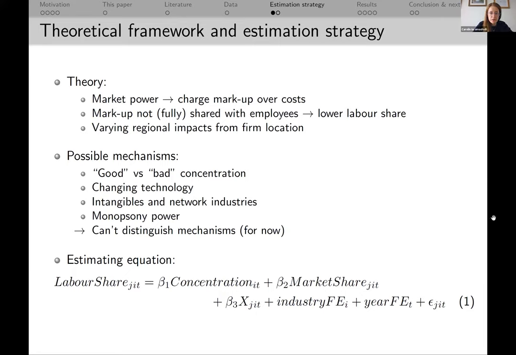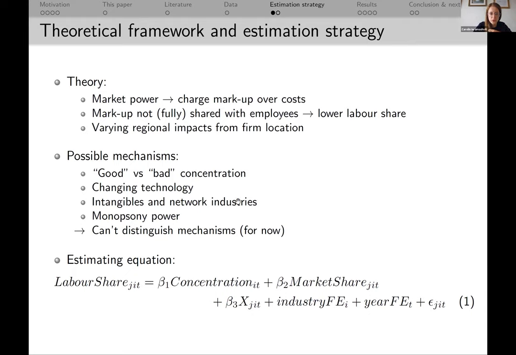So for the theoretical framework that I'm using, basically the way I'm thinking about it is that market power allows firms to charge a markup over their costs. And that markup is not shared with their employees, or at least not fully shared with their employees. So that results in a falling labor share. And then the varying regional income impacts just result from firm locations and firm sorting across industries. This is quite a general setup. There could be different mechanisms that result in differences in labor share still.